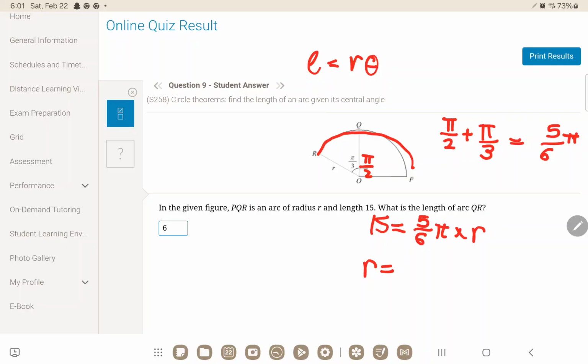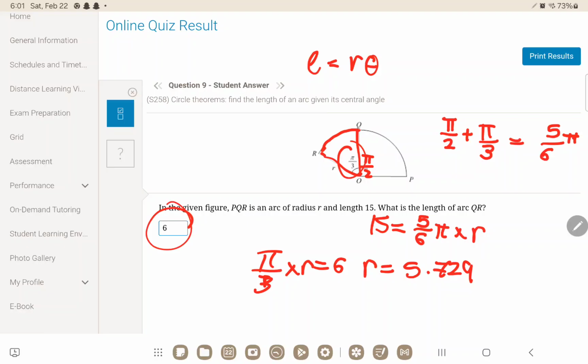I'm going to do that really quickly in my calculator. We get something like 5.729, whatever. Once we get that, now to find only RQ, which is this part, we multiply with the angle of this part. So pi over 3 times r. Put it into your calculators. And we get 6. And that's your answer. Moving on.